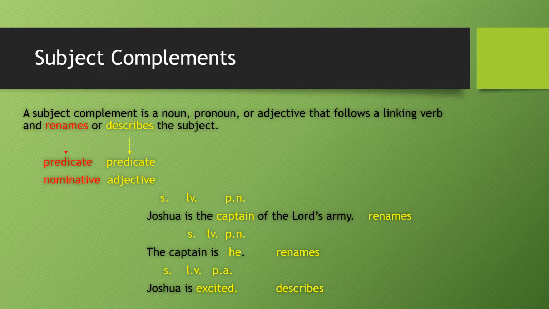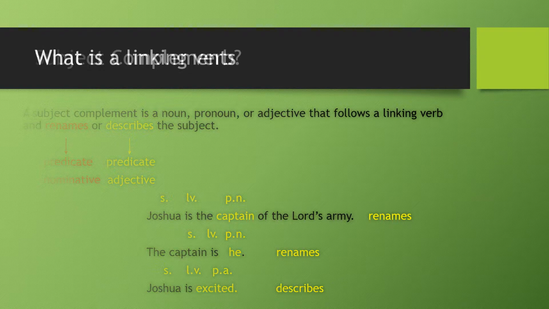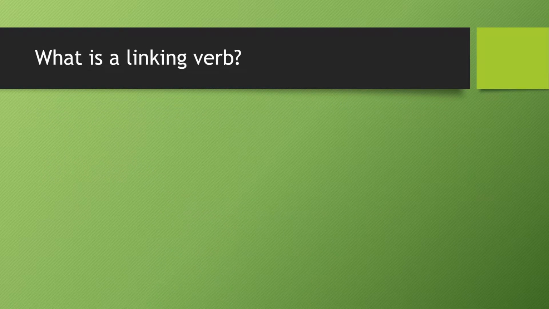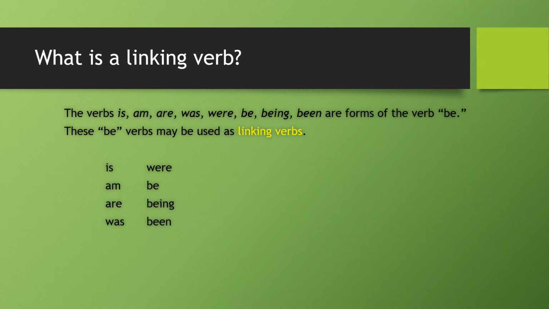So we see that we've got predicate nominatives and predicate adjectives. Predicate nominatives rename the subject. Predicate adjectives describe the subject, and they follow a linking verb. Now, what exactly is a linking verb? The verbs is, am, are, was, were, be, being, been. All of these words are forms of the verb be.